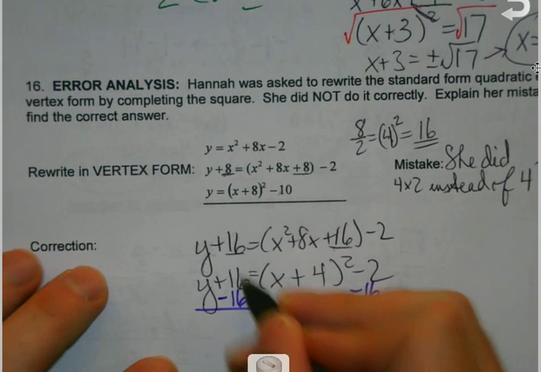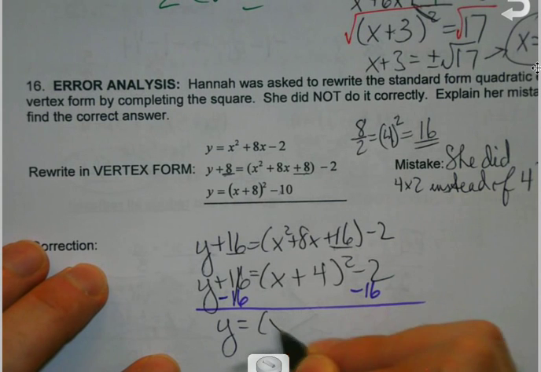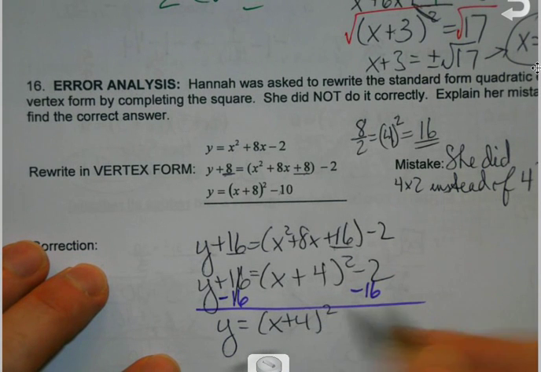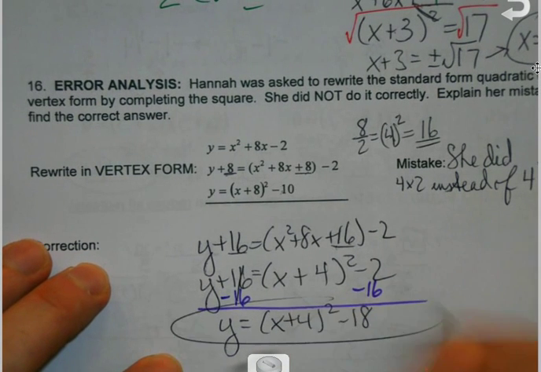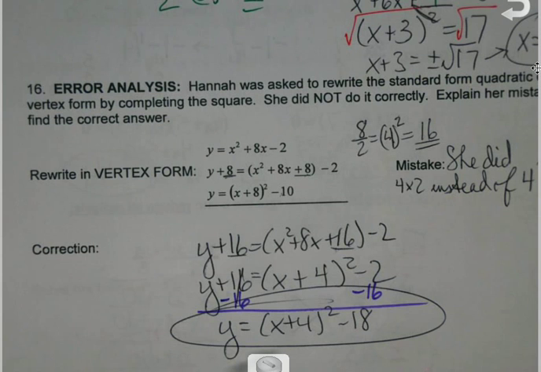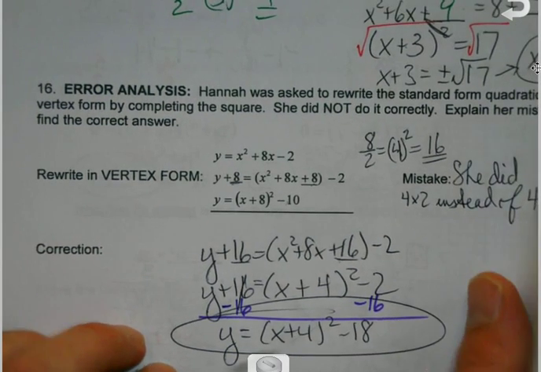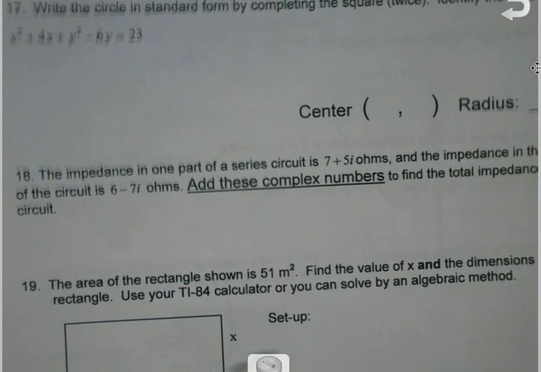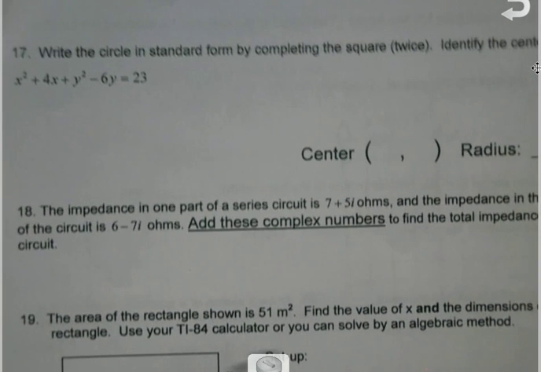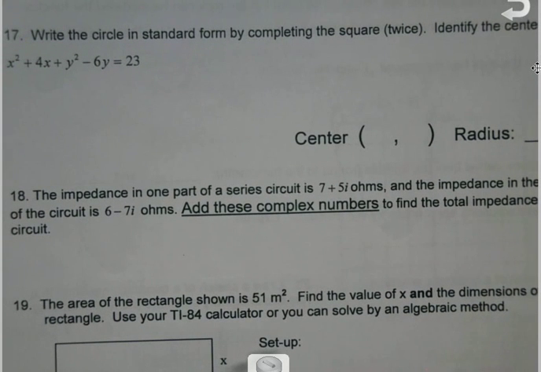It's like anything else. Once you've given it a go a few times, it's not too bad at all to deal with. But again, the only way I get better is by playing around with it, especially when you're completing the square, you're using it in vertex form. I mean, there's a lot of ways this can be done. Speaking of, write the circle in standard form.